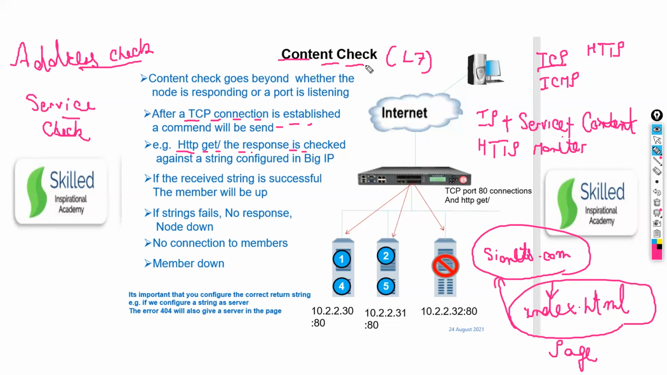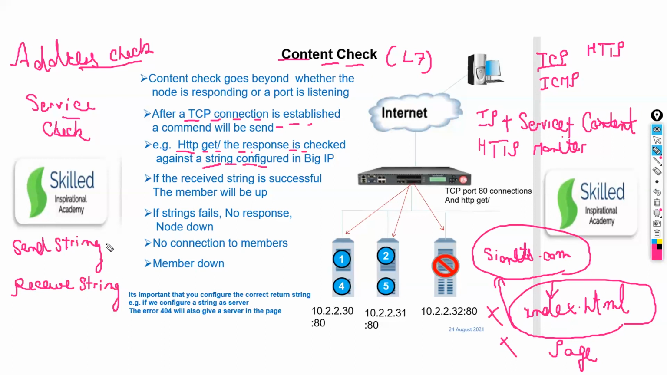Because sometimes in your website there is some important content which you need to make sure nobody deletes. As an application owner, it is not your task; you just need to apply it, but they need to confirm what important strings you want to configure. So there are two strings. One is called the send string, which I will show you, and one is called the receive string.